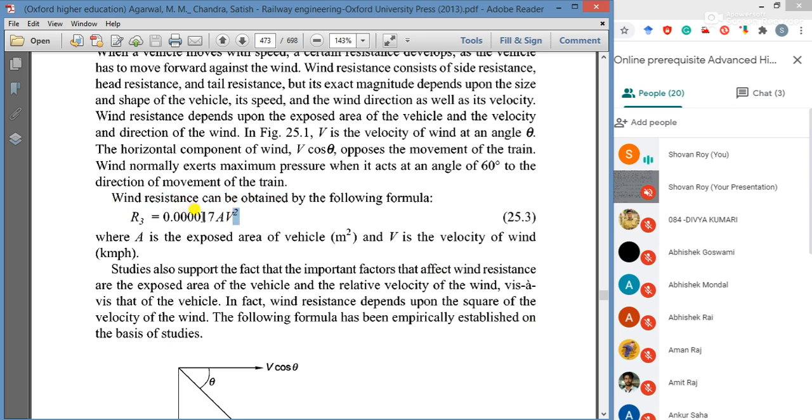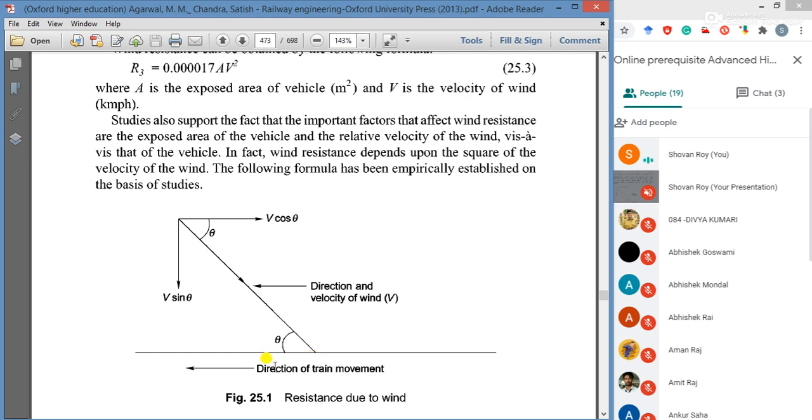Okay, and A also, we don't know the exposed area where the wind is interacting with the vehicle, how much area the air is interacting with the vehicle. This is very difficult to find out. So that's why some simplifications are there. Just see here. Studies also support the fact that the important factors that affect wind resistance are the exposed area of the vehicle and the relative velocity of the wind with respect to that of the vehicle. In fact, wind resistance depends upon the square of the velocity of the wind. The following formula has been empirically established on the basis of studies.